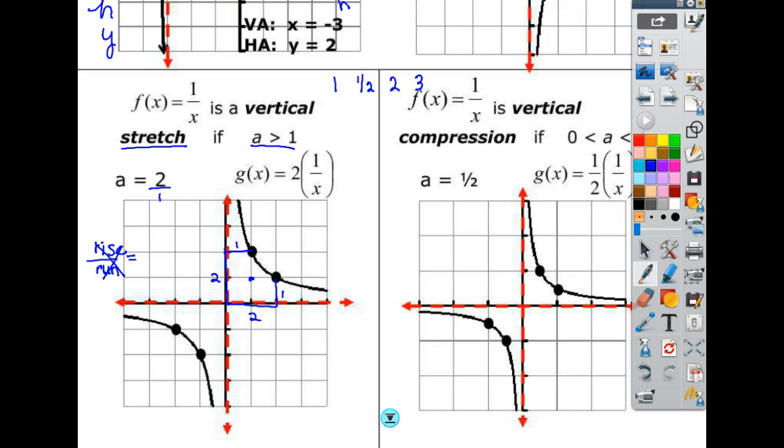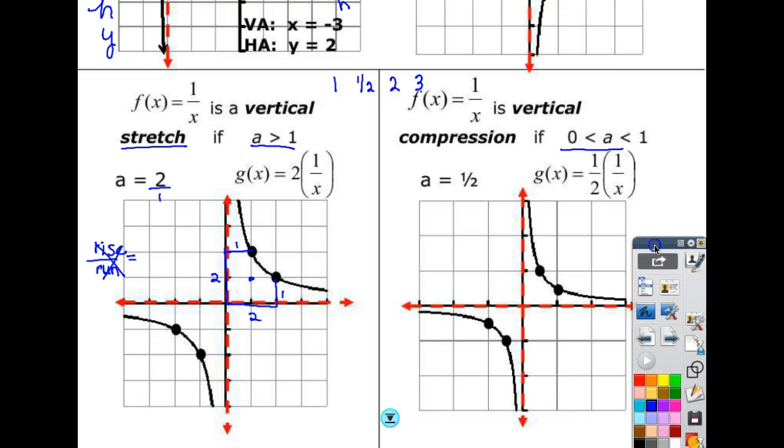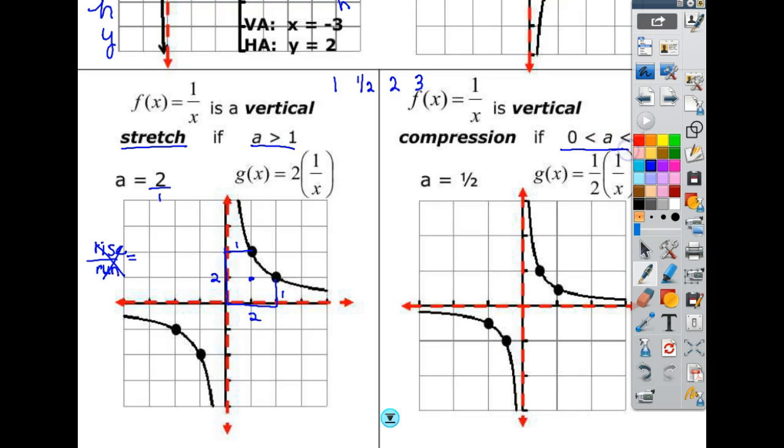If it's a compression, y'all know that the A is a fraction between 0 and 1. And so here, you go over 1 and then up 1/2, over 1. So it's 1/2.